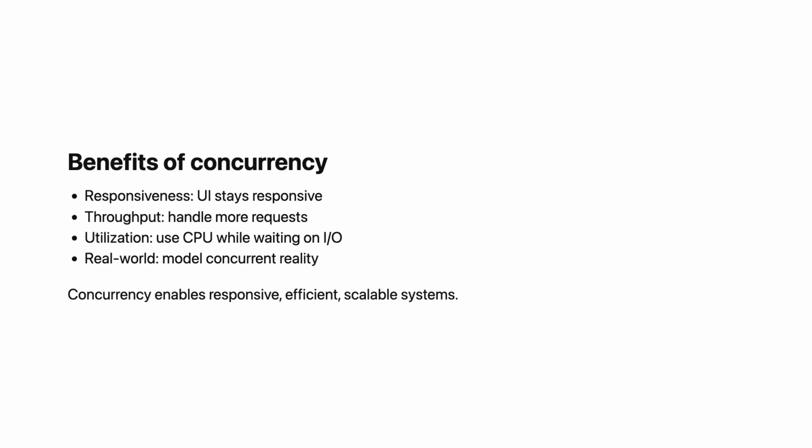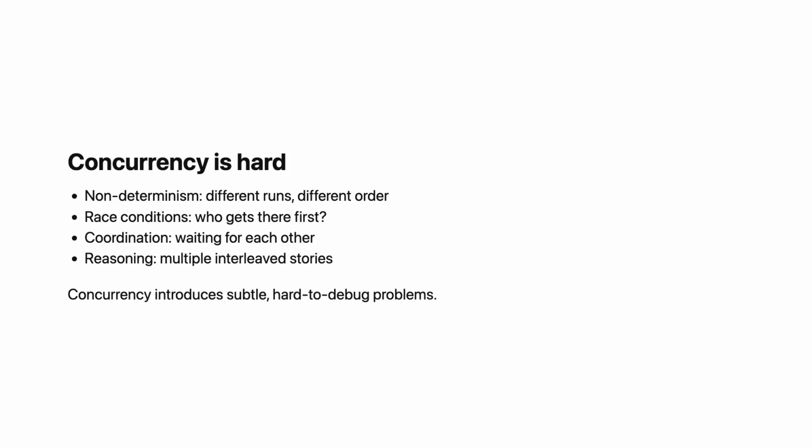Concurrency is hard. Non-determinism: the order of operations across concurrent tasks is not fixed. Run the same program twice, get different orderings. Debugging becomes difficult. Race conditions. Two tasks access the same data. The result depends on who gets there first. Bugs that appear and disappear randomly.